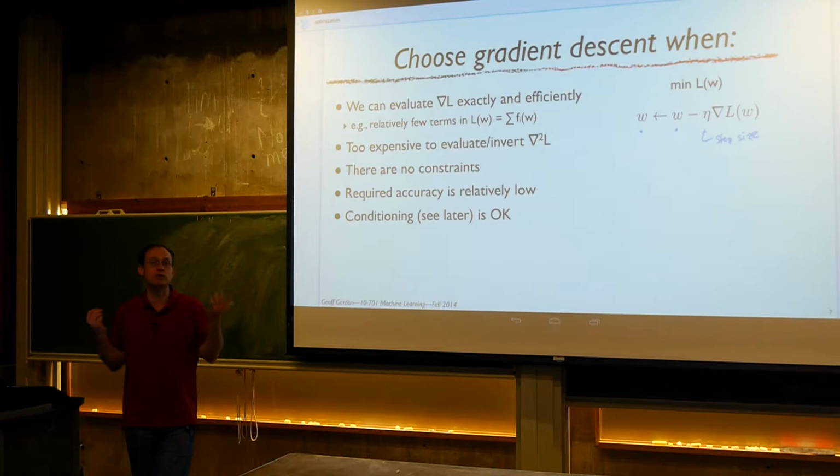So an example would be a trust region method. Other questions?